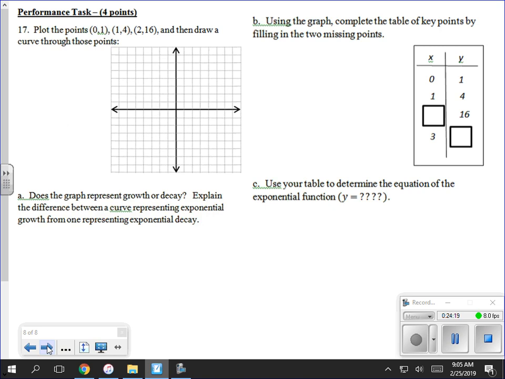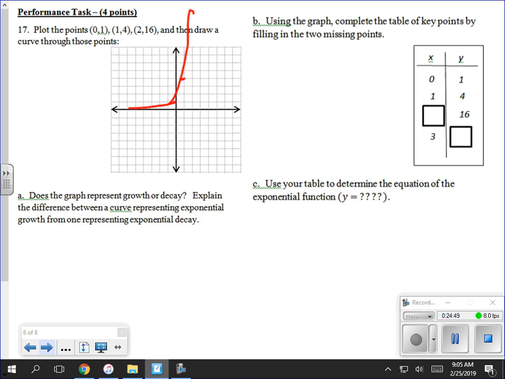17. Performance task. Boy, you better get the first one right. Plot those 3 points and draw a curve through those 3 points. 0, 1, 1, 4, and 2, 16 is somewhere up here. And we did graphs of exponentials. You need to know that's what that looks like.